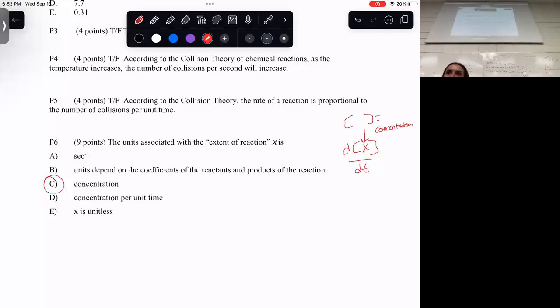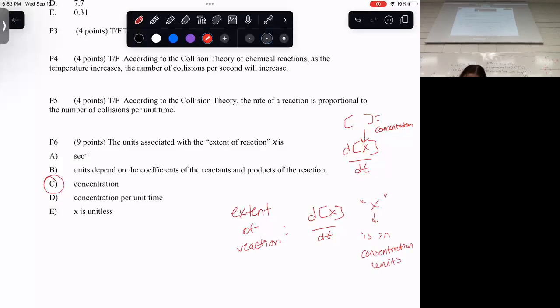So extent of the reaction is always dx over dt? The extent of the reaction is dx over dt. x is in concentration units. Yes. So with both of those, okay, but for x by itself, is it units?